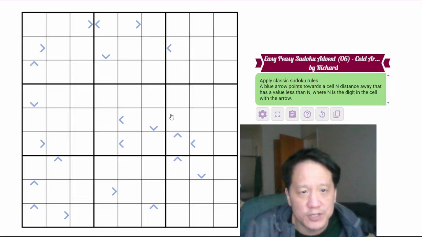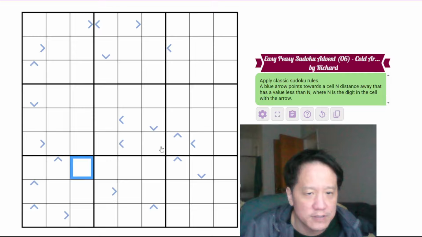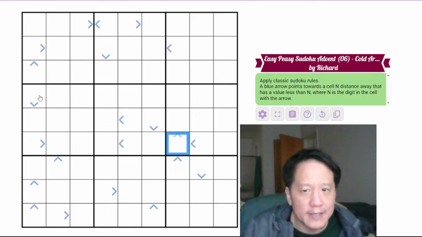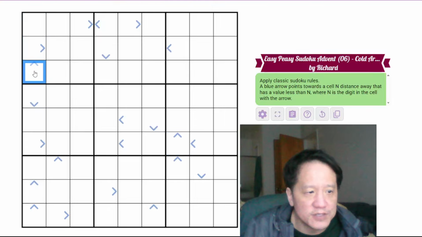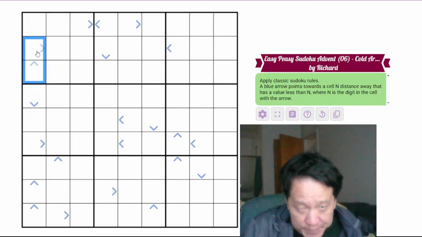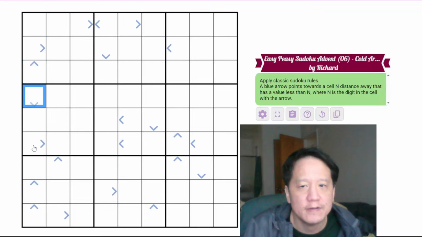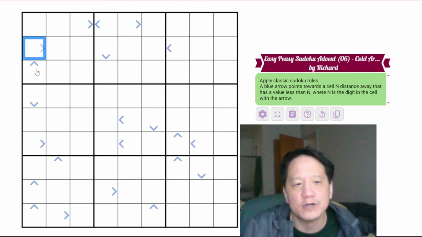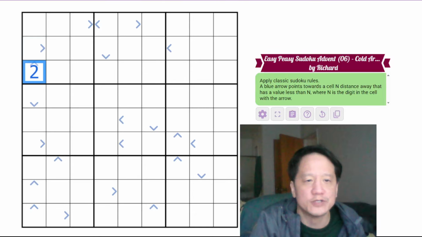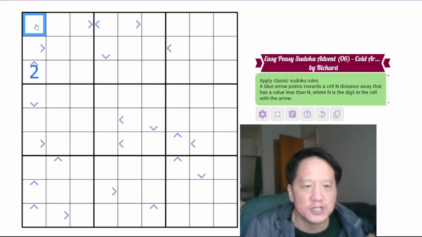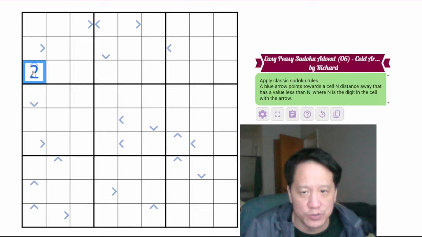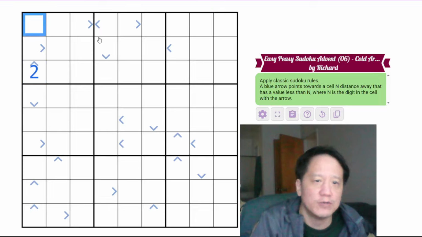Okay, I've never done this before, so I'm just going to try to figure out how to attack this puzzle. So, n distance away, this digit cannot be 1 away. So you can never have 1 in the digits with an arrow. That's, I think, the key. This digit cannot be 1 away, so it must be 2 away. So this is 2 away. The digit has to have a value less than 2. So this must be 1 then here.